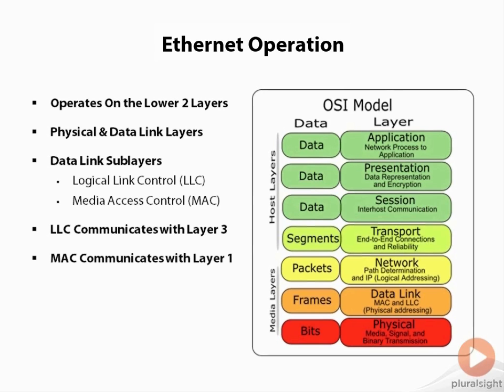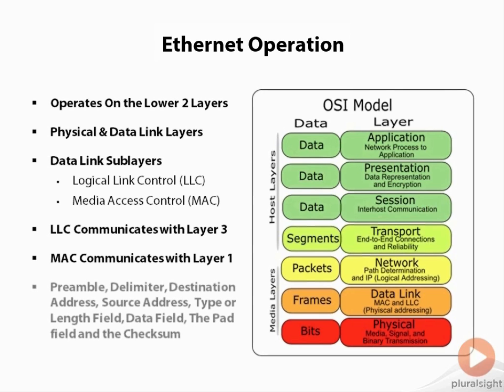access control layer. An Ethernet frame header consists of the following fields: the preamble, the start frame delimiter, the destination address, the source address, the type or length field, the data field, the pad field, and finally the checksum field. You should take note and memorize these fields so you can identify them later because there may be questions on the JNCIA Junos exam about them.